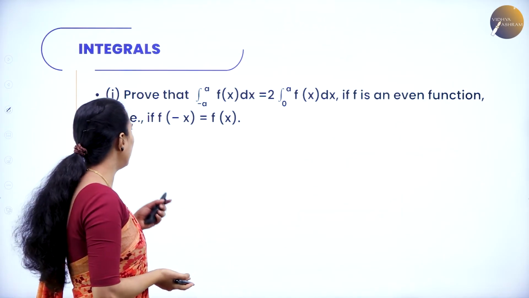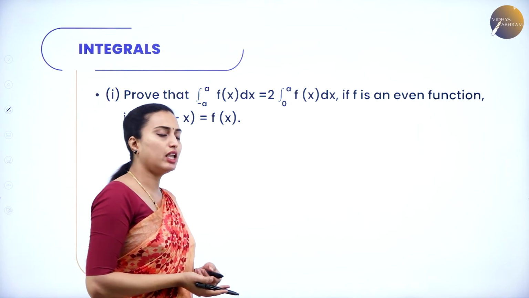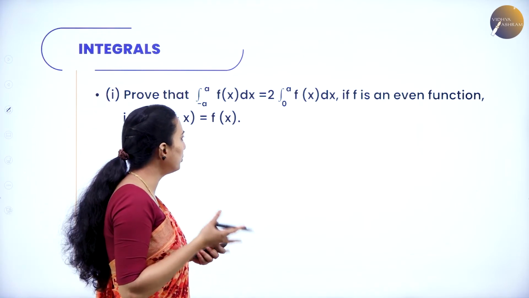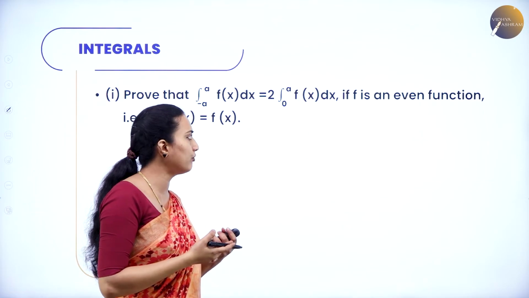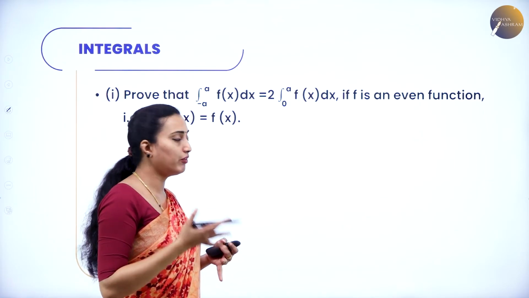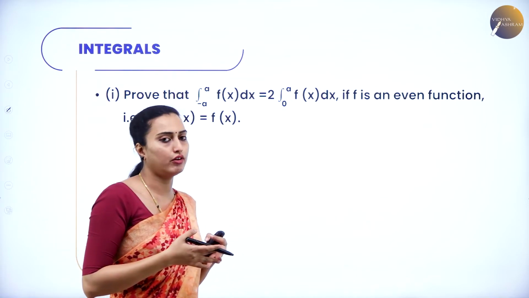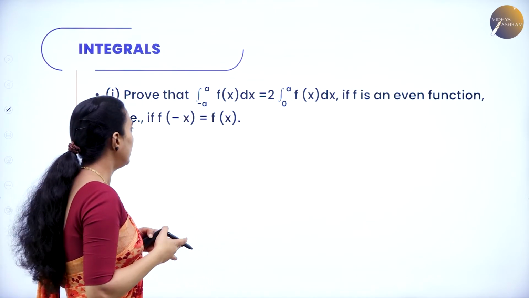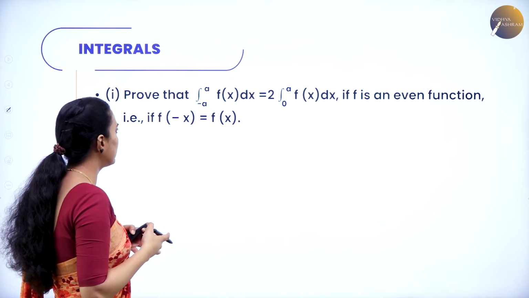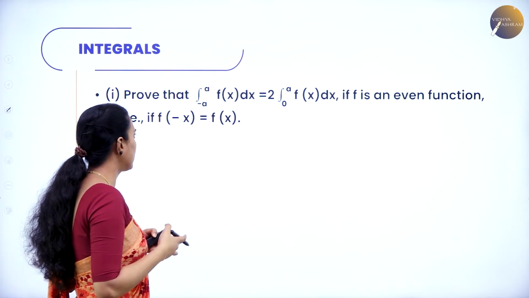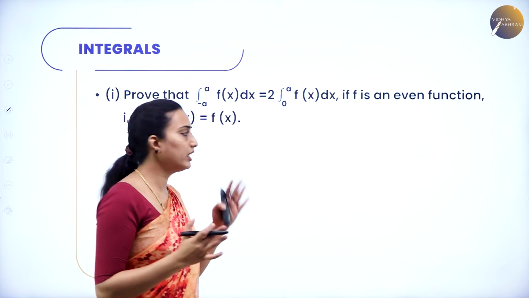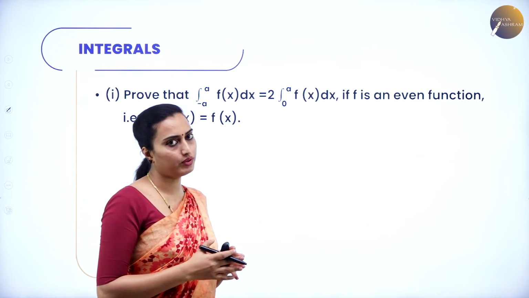Now we'll be moving on to the next one. Prove that integral minus a to a f of x dx is equal to 2 times integral 0 to a f of x dx if f is an even function, that is, if f of minus x is equal to f of x. Now let us take the left hand side and try to prove the right hand side.